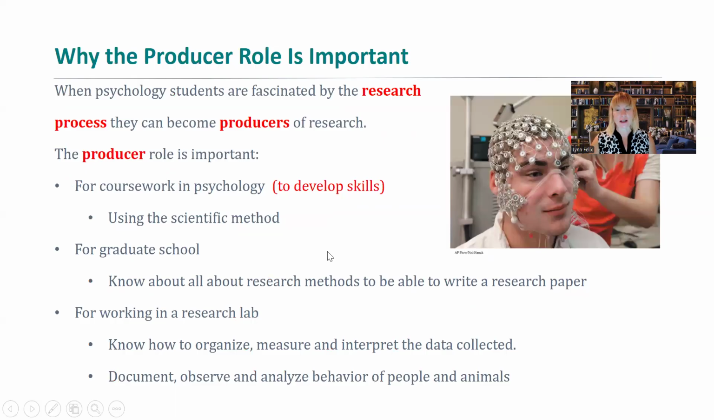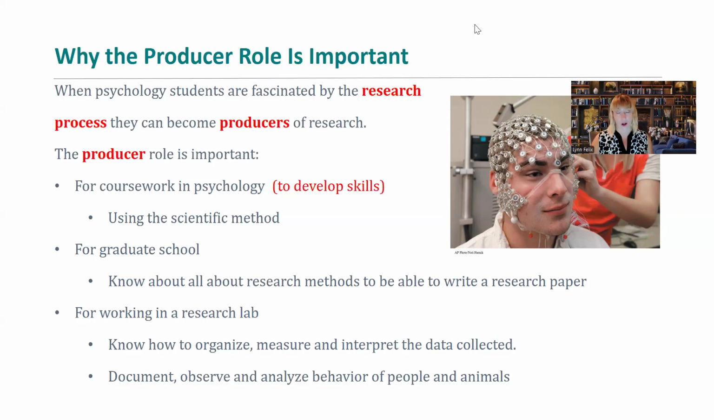Okay. So why then are producers and the role of them so important? When psychology students are fascinated by the research process, they can become producers of research. So produce as in make, right? The producer role is important in psychology. It's important in many ways. It's important for your coursework because it helps you to develop skills. You have to use the scientific method.